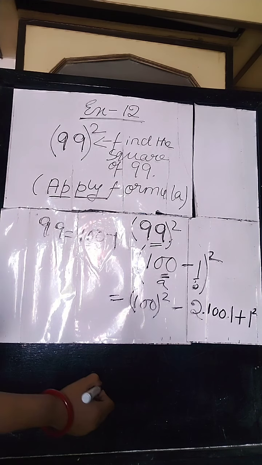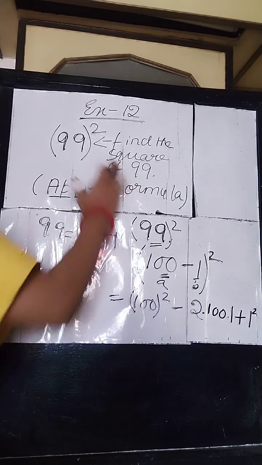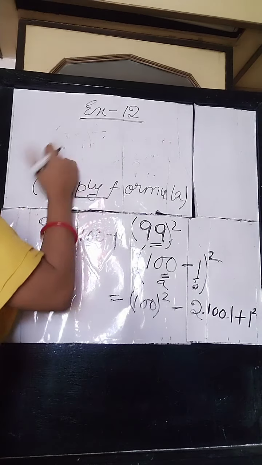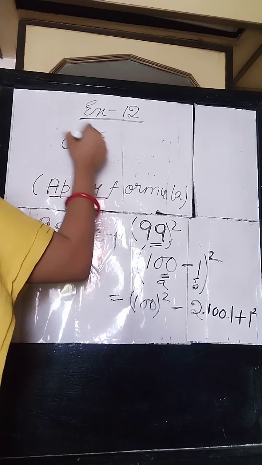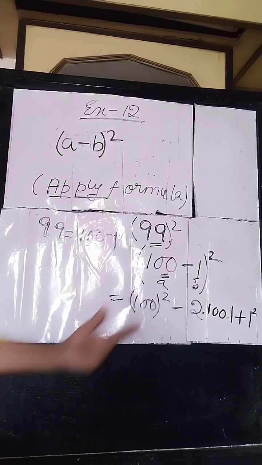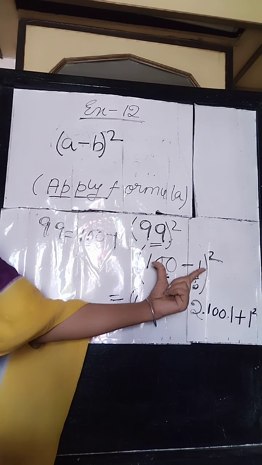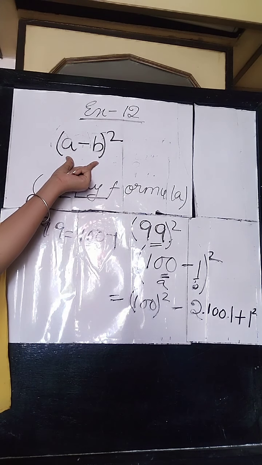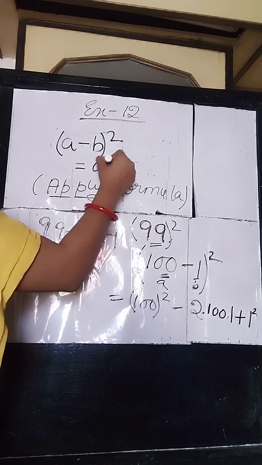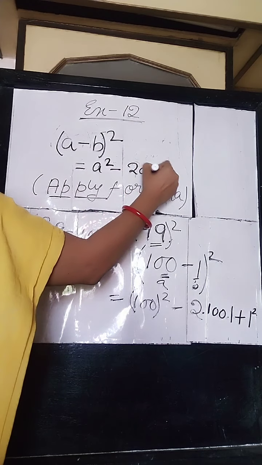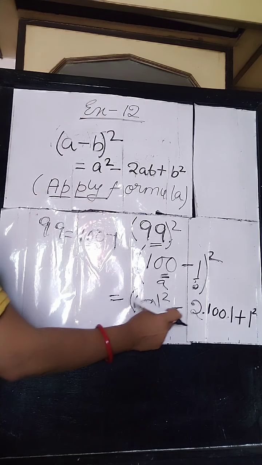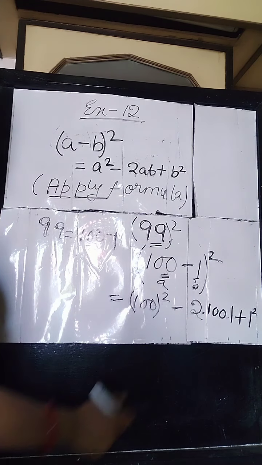So you can easily see how we have applied the formula of (a minus b) whole square over here. The (a minus b) whole square formula we have applied in (100 minus 1), because (100 minus 1) whole square looks exactly like (a minus b) whole square. So the answer will be a square minus 2ab plus b square. So here also it is becoming 100 square minus 2 into 100 into 1 plus 1 square.